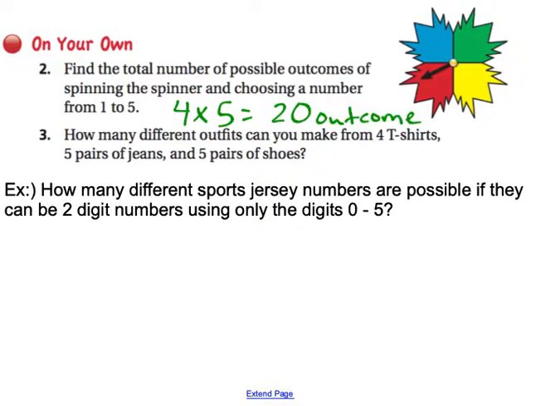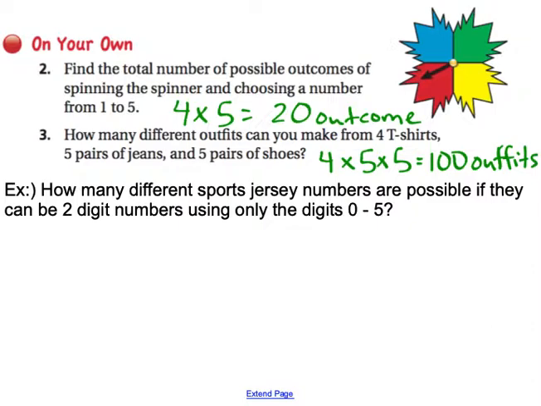How many different outfits can you make from 4 t-shirts, 5 pairs of jeans, and 5 pairs of shoes? Okay, when we pick the t-shirt, there are 4 outcomes. When you pick a pair of jeans, there are 5, and pair of shoes, there are 5. That gives us 100 total outfits. 100 outfits or outcomes.